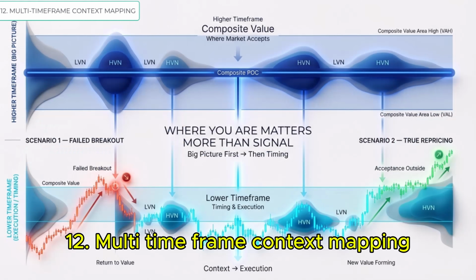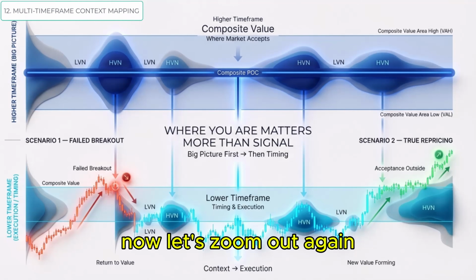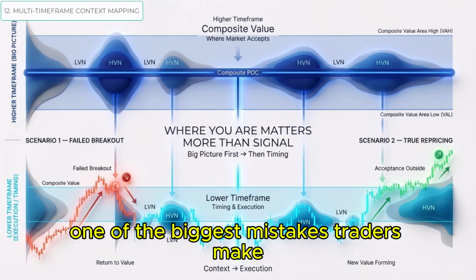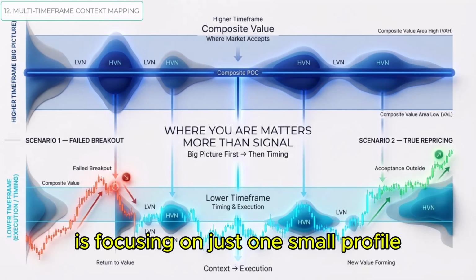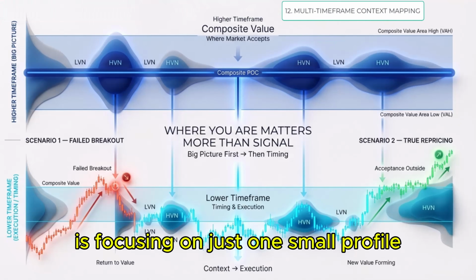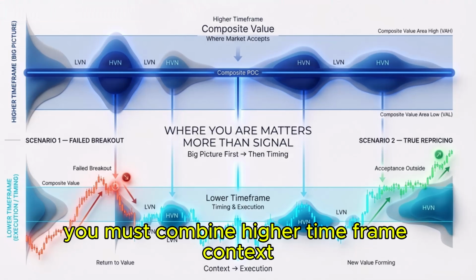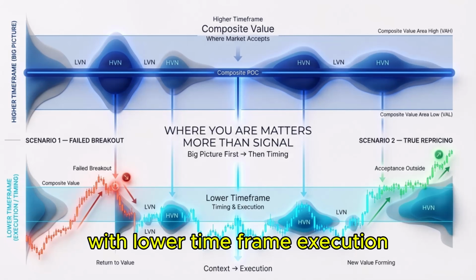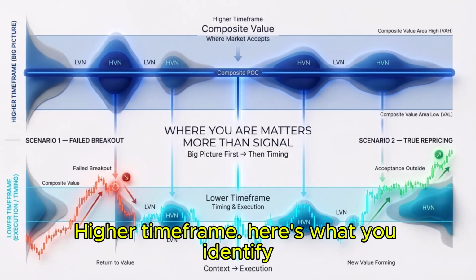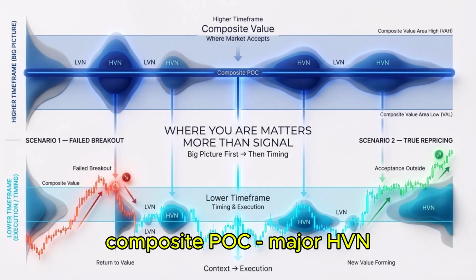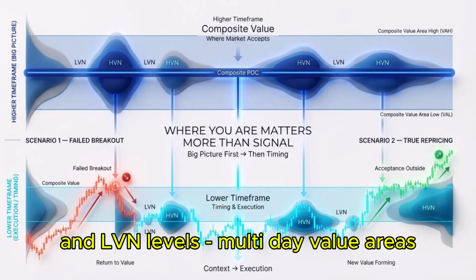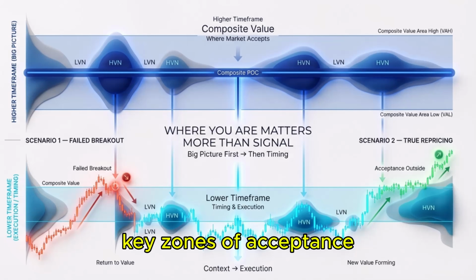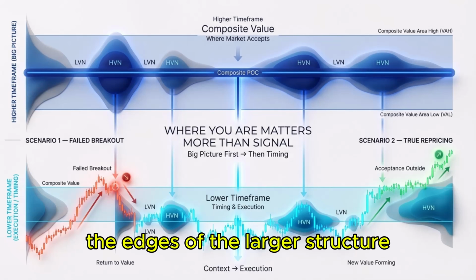12. Multi-timeframe context mapping. Now let's zoom out again. One of the biggest mistakes traders make is focusing on just one small profile. The correct approach: you must combine higher timeframe context with lower timeframe execution. Higher timeframe. Here's what you identify. Composite POC, major HVN and LVN levels. Multi-day value areas. Key zones of acceptance, the edges of the larger structure.